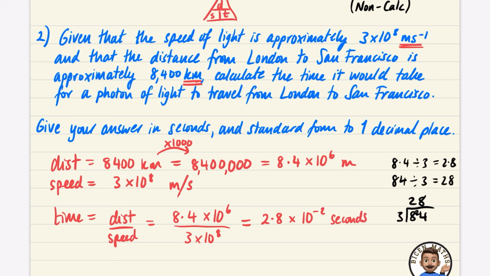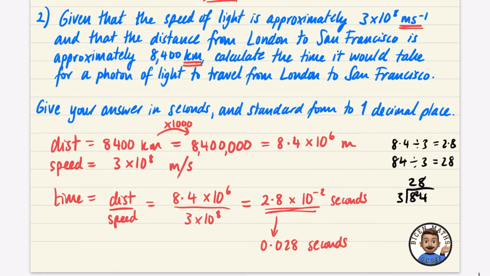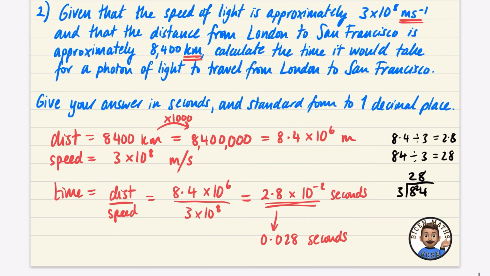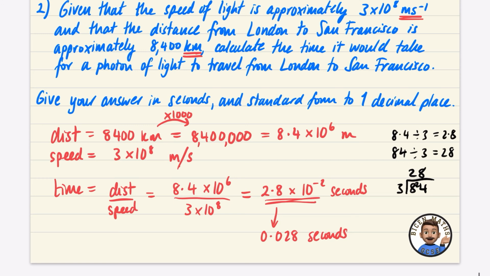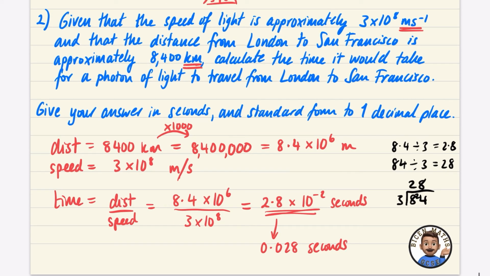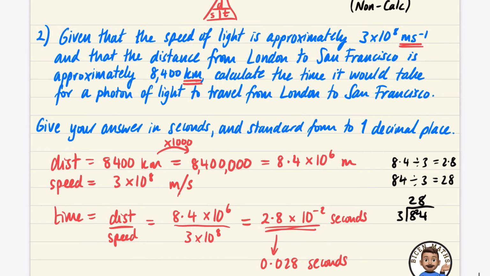Now it does say to give your answer in seconds and in standard form, so I will leave it like that. But just getting out of standard form for a second, this is 0.028 seconds for a photon of light to travel all the way from London to San Francisco. It is very, very, very quick how fast light travels, but it isn't instantaneous. It's still going to take a bit of time. And although I'm talking about a photon of light, you can also think about things like electricity or messages being sent between those two places. It can't go faster than 0.028 seconds because the speed of light is the fastest thing that we're going to have for this.